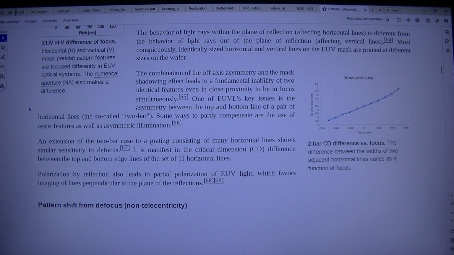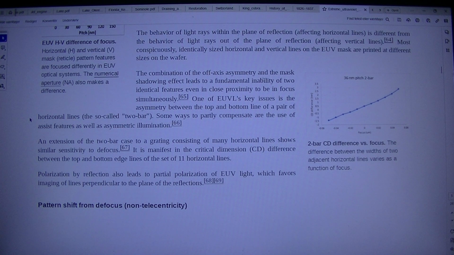The difference between the widths of two adjacent horizontal lines varies as a function of focus. The combination of the off-axis asymmetry and the mask shadowing effect leads to a fundamental inability of two identical features, even in close proximity, to be in focus simultaneously. 65. One of EUVL's key issues is the symmetry between the top and bottom line of a pair of horizontal lines, the so-called two-bar. Some ways to partly compensate are the use of assist features as well as asymmetric illumination.